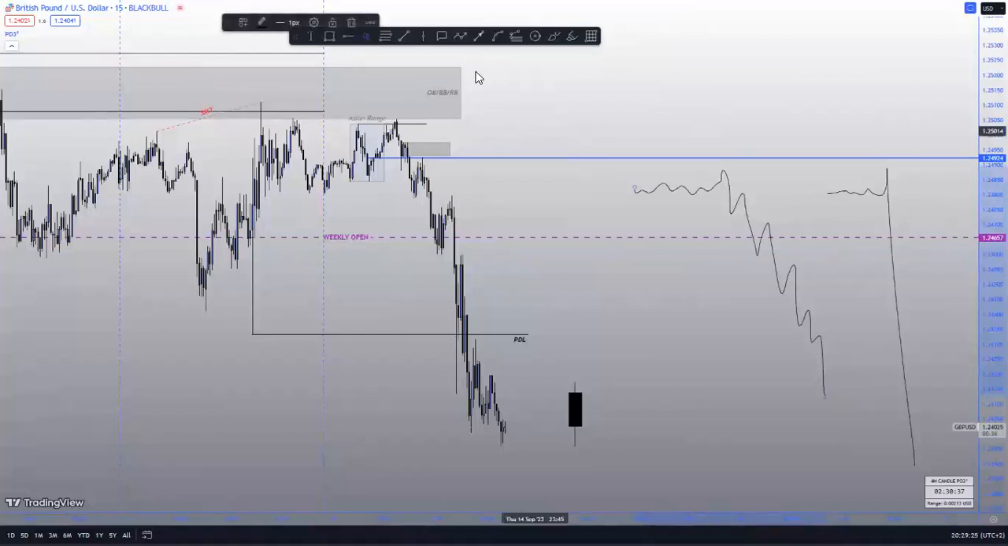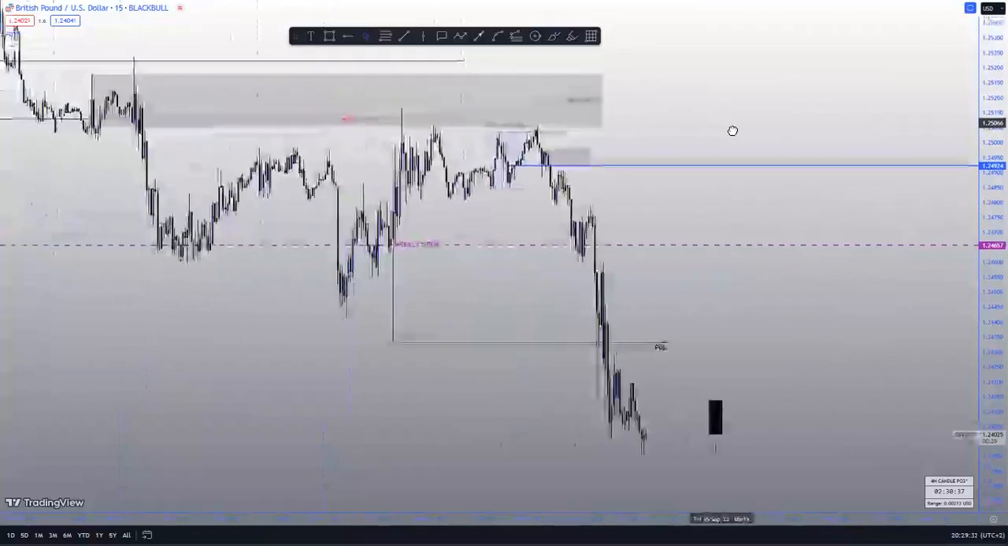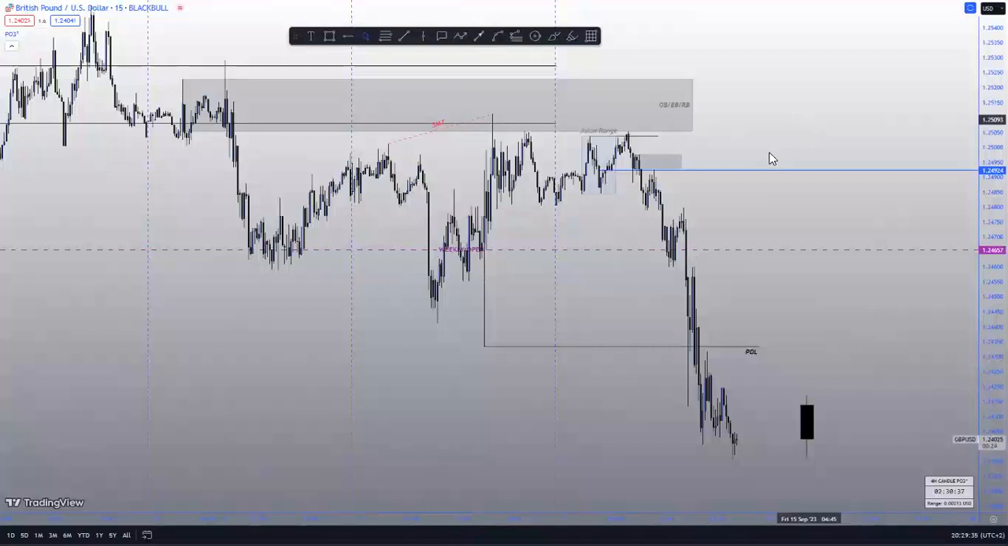High impact events don't really determine the direction. They just accelerate price to that direction that the market was going to take anyway. So that's the key takeaway from this lesson. They do not determine the direction.